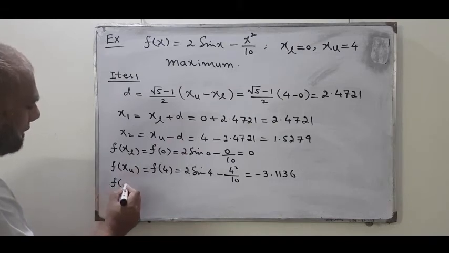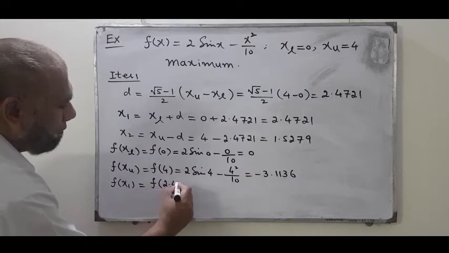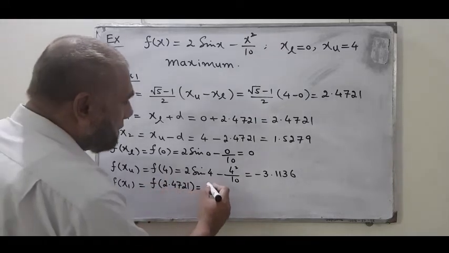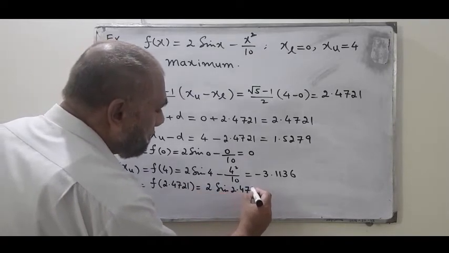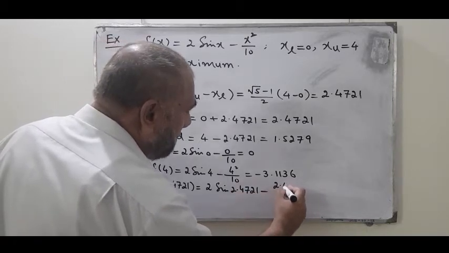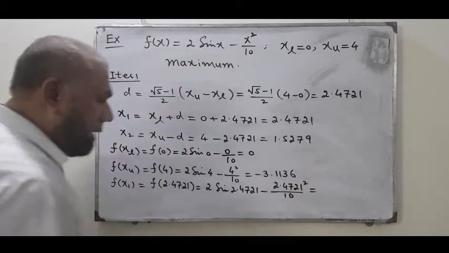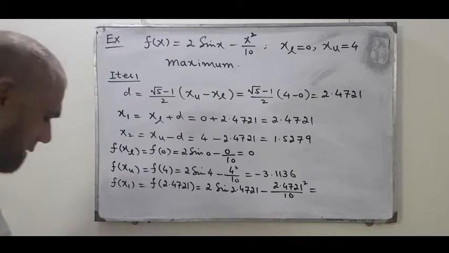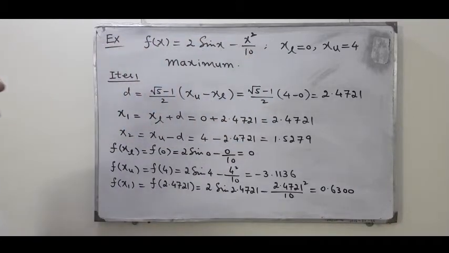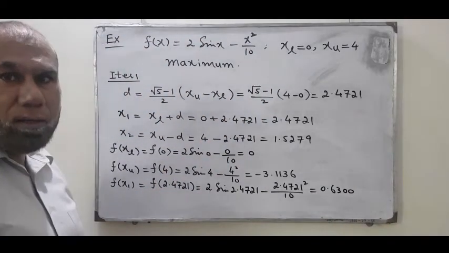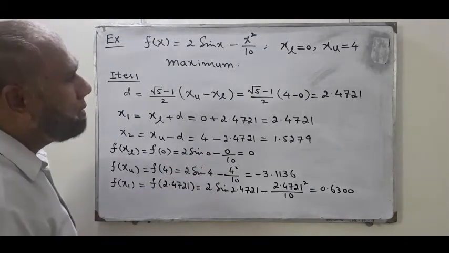For those we calculate f of x1. This is f of 2.4721, and this gives you 2 sine of 2.4721 minus 2.4721 square over 10. And whenever you simplify it, we'll get the result of 0.6300. And all these calculations are being done up to 4 decimal places. You can increase the number of decimal places according to the requirement of your question.